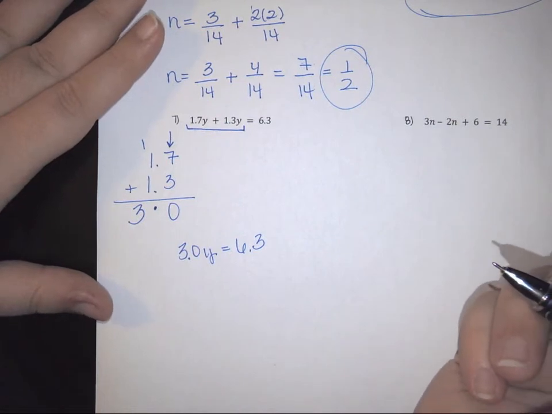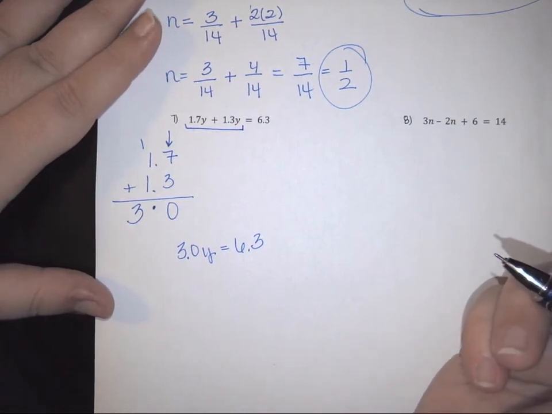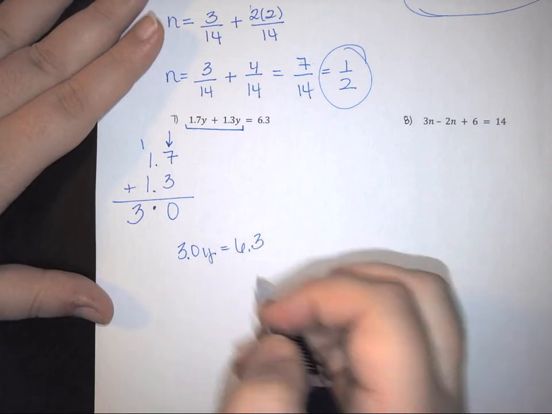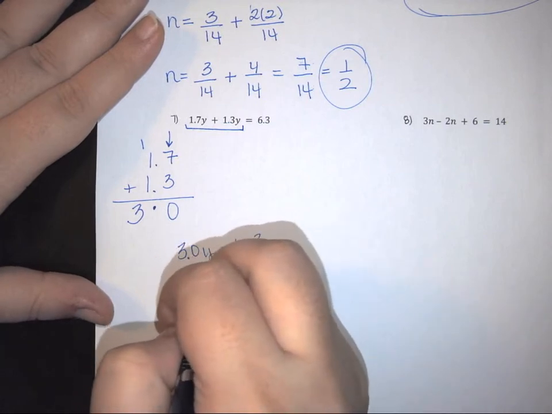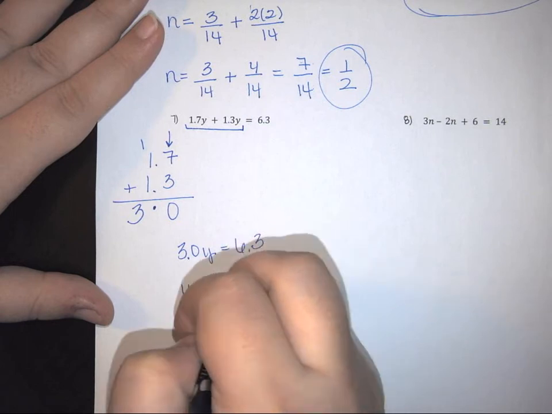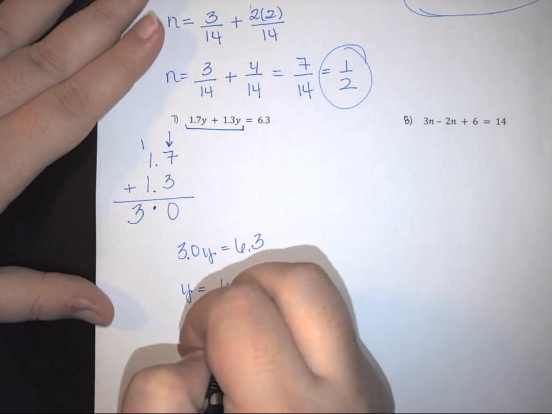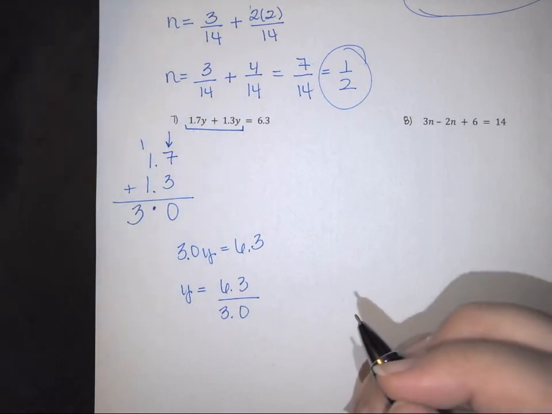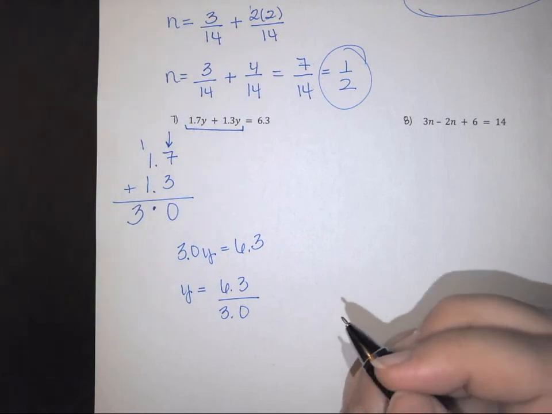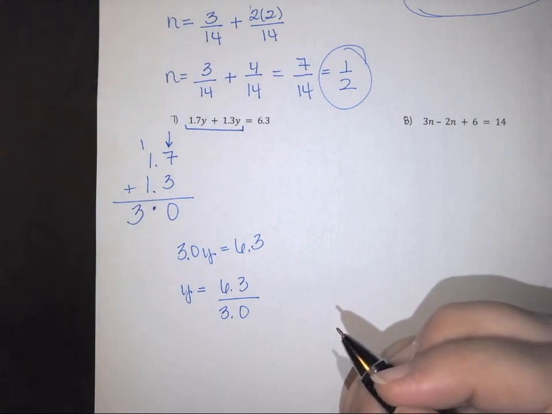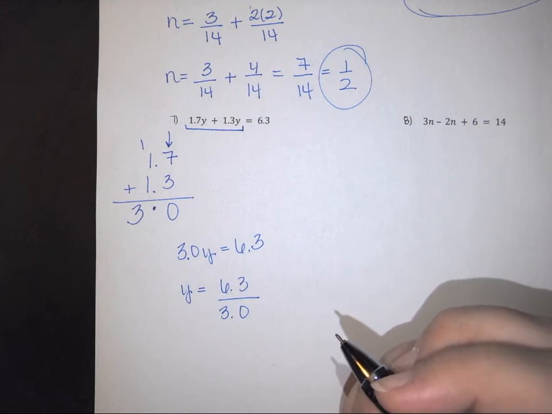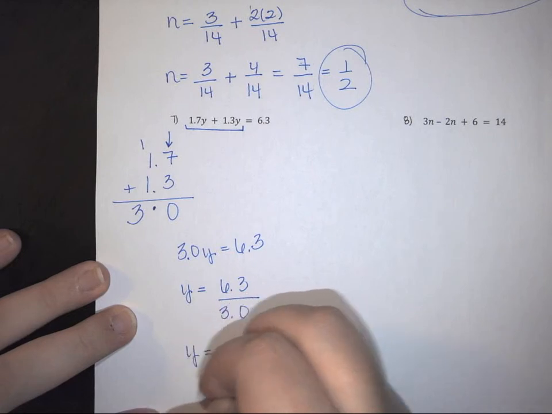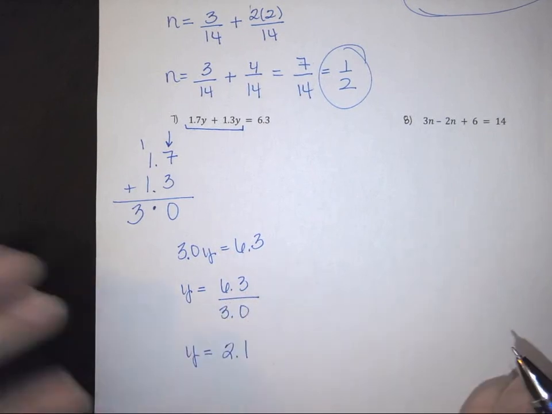And so here we would have to divide out your 3, and so here y is going to be 6.3 divided by 3.0. And so you could do long division, or again, if you had a calculator, you could go ahead and use that. And when you do, you're going to find out that y is 2.1.